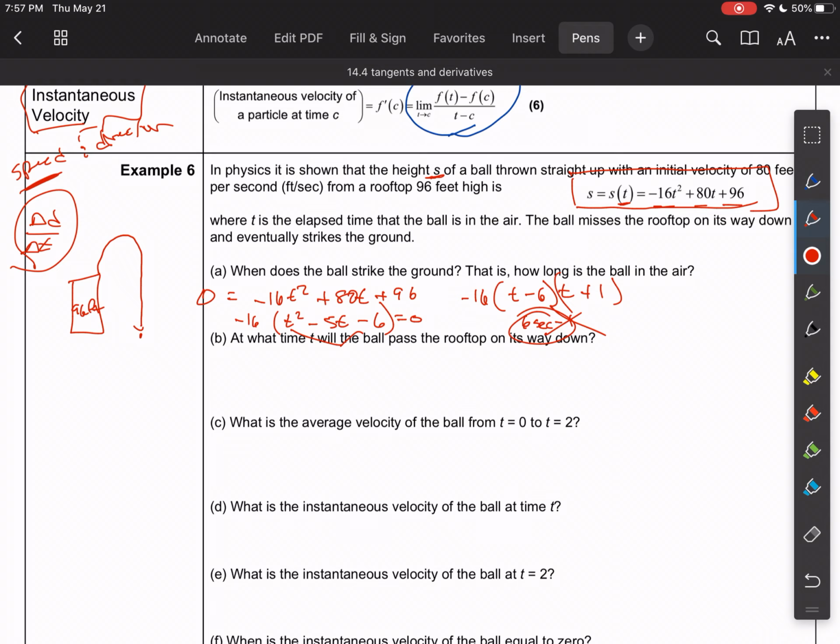Part B, at what time t will the ball pass the rooftop on the way down? So basically, where does this happen? Okay, so we can adjust our 0 here to just be essentially where we started, which is 96 feet.